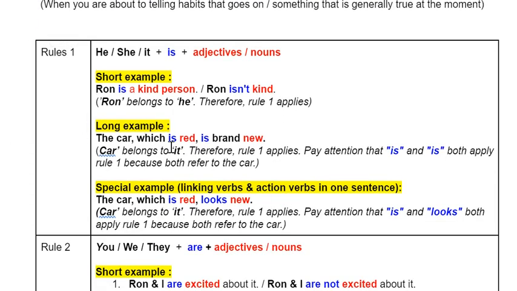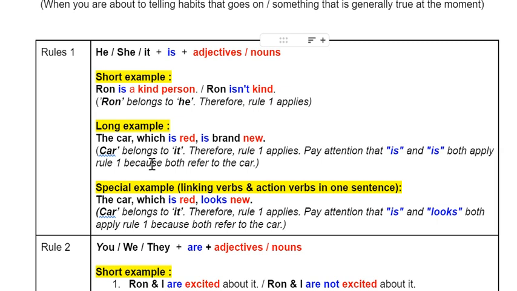What about the long example? This is also important. That's why I put it here. The car which is red. So what is red? The car. The car is red. How many cars? Only one. That's why we use is. Is brand new. What is brand new? The car. That's why we use is instead of are. Okay? The car which is red is brand new.